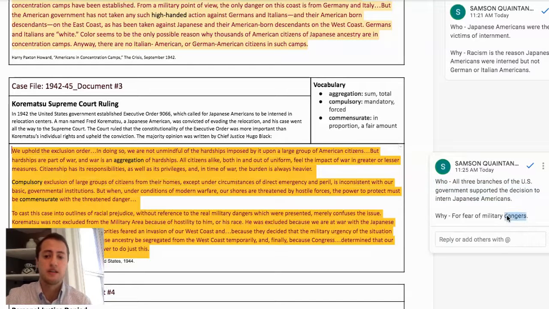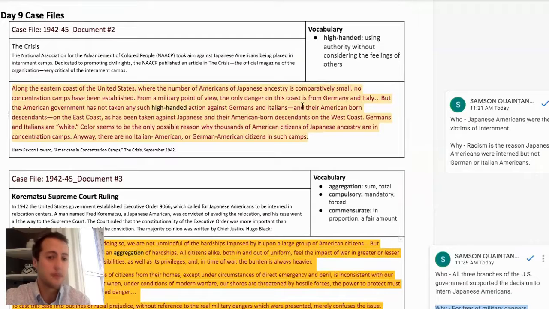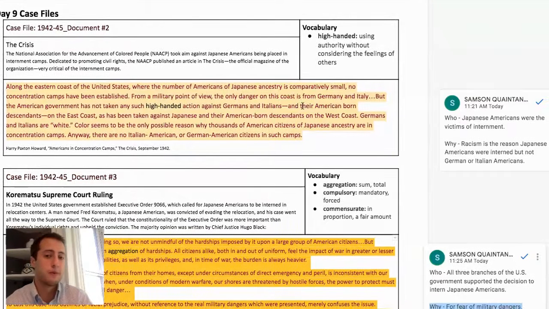But this document really supports the government's given reason, which was fear of military dangers, whereas the NAACP document gives the reason of racism towards Japanese Americans. So that's important for students to see the difference in there. If you were really to pick and choose which documents you would use, I would pick documents 2 and 3 because they are really good at contrasting each other.